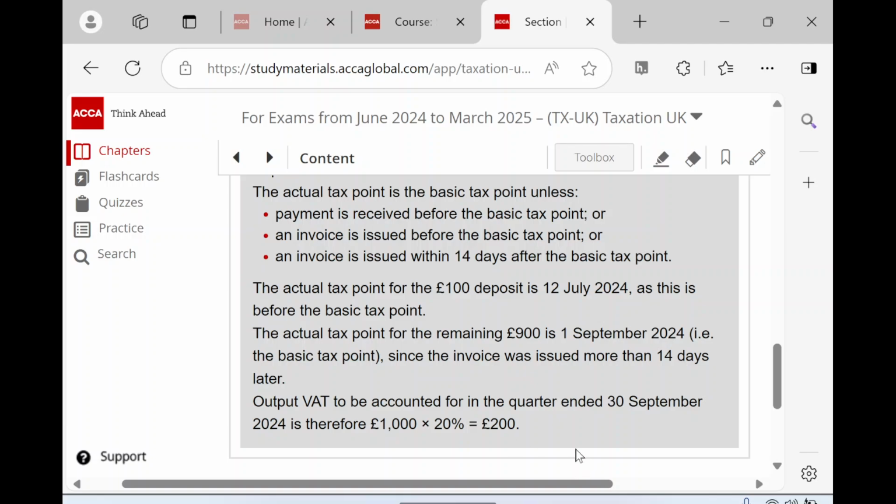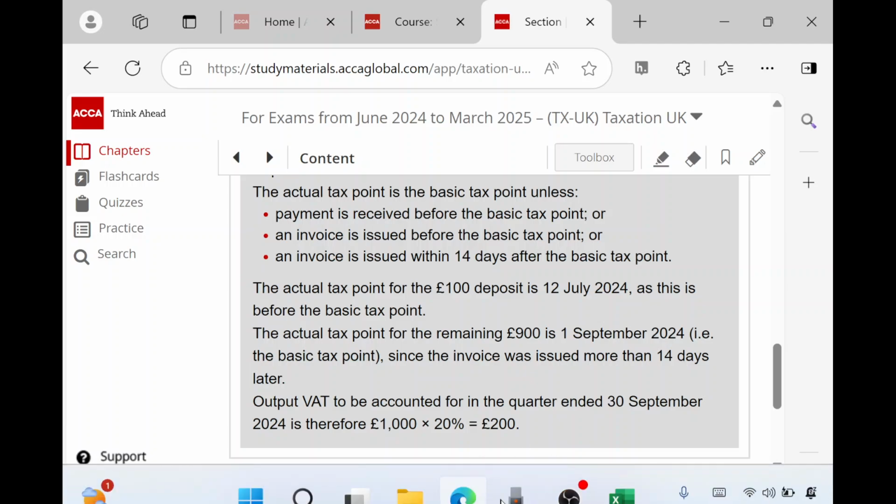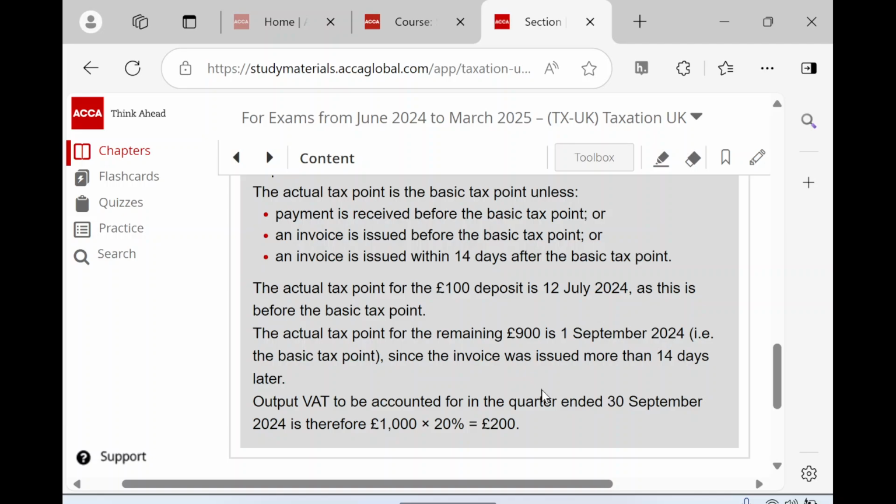Remember this area, it does come up, I'm not saying every single sitting, but it's an area that students tend to sometimes underperform in because they haven't memorized these rules. Not too much, okay? Thanks for listening.